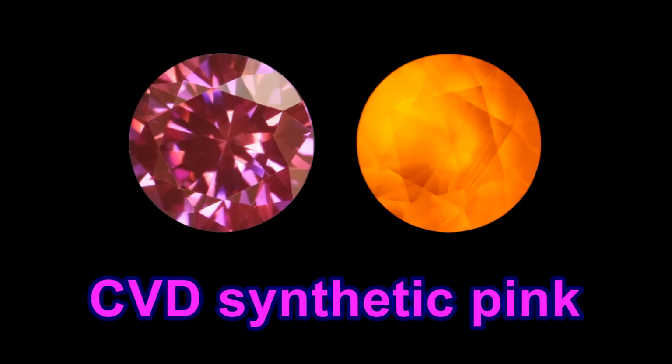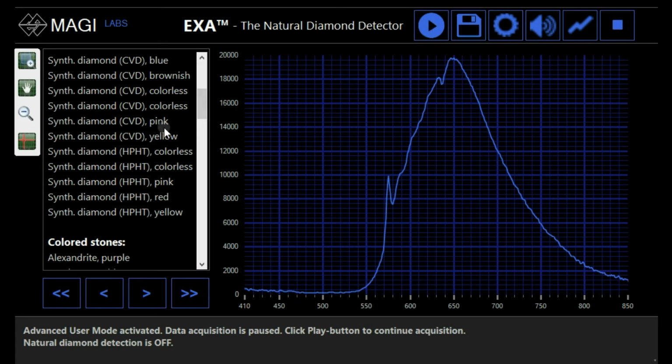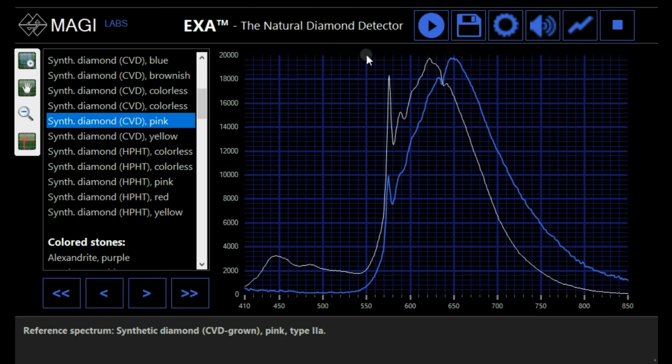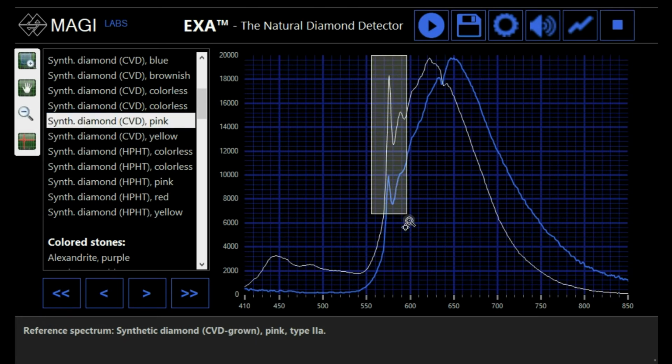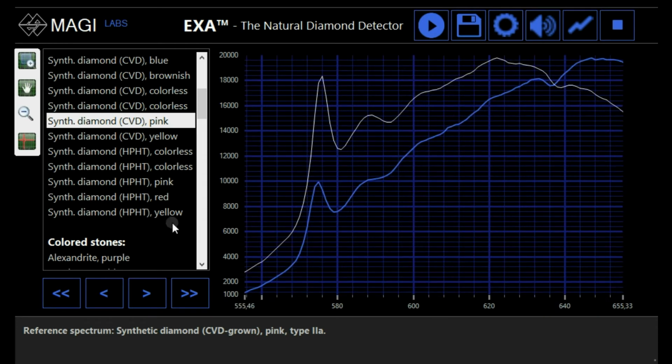CVD synthetic pink. CVD pinks are not very much different from the HPHT. They have a very similar spectrum and fluorescence reaction. The silicon vacancy peak, which could lead to their identification as CVDs, is almost always too weak compared to the emission due to the NV centers to be seen. Both HPHT and CVD synthetic pinks generally display highly saturated colors.